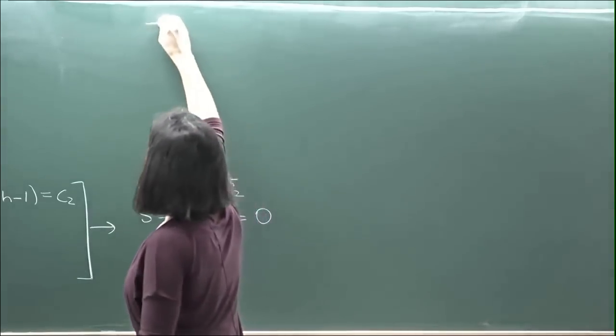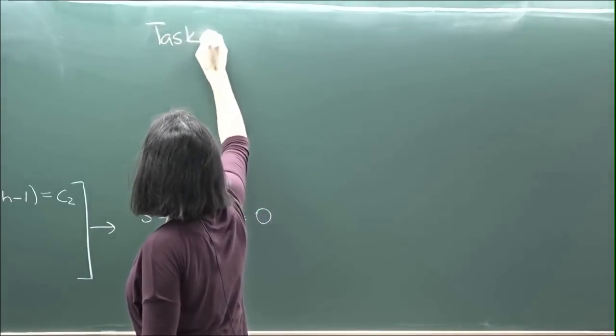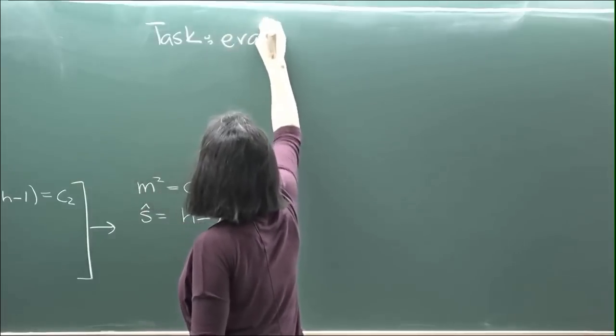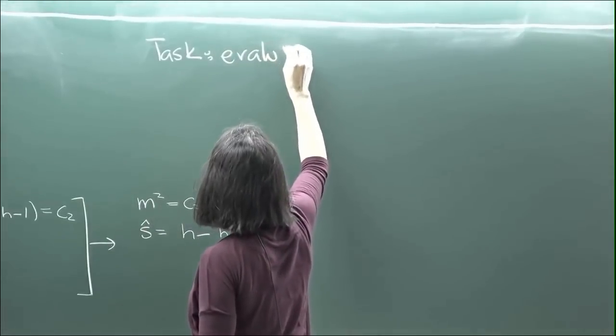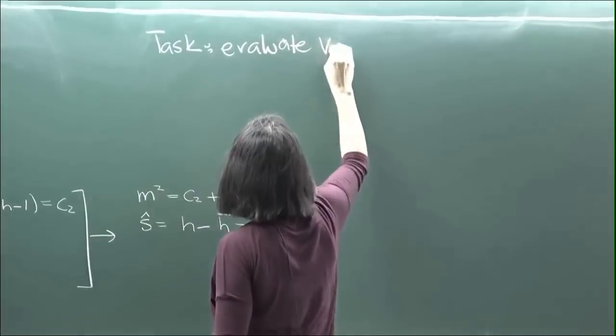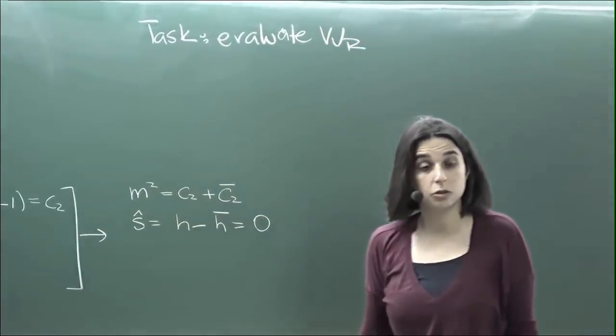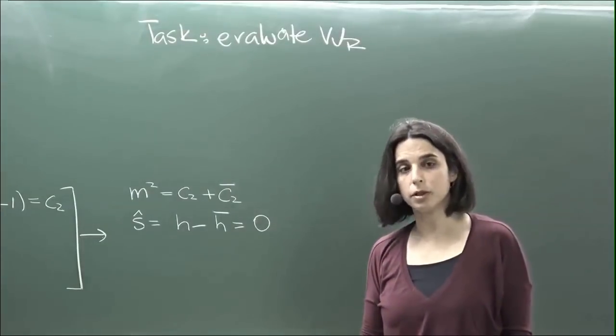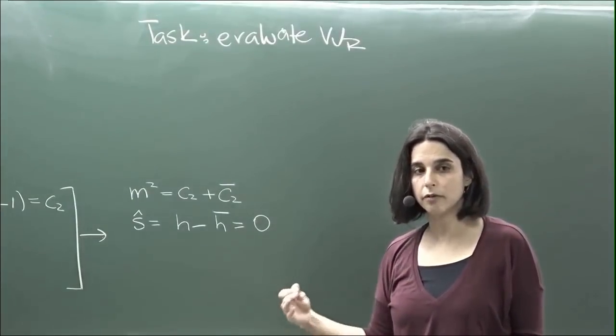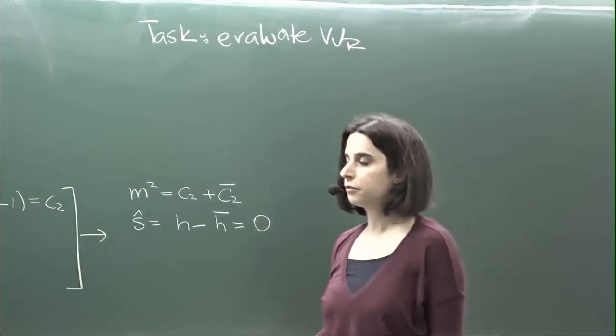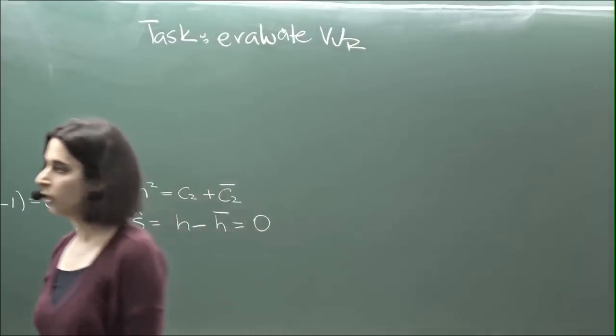So the task is basically to evaluate W_R for this infinite dimensional representation. So, okay, there are different ways you can now proceed. So how do I evaluate a Wilson line on an infinite dimensional representation?